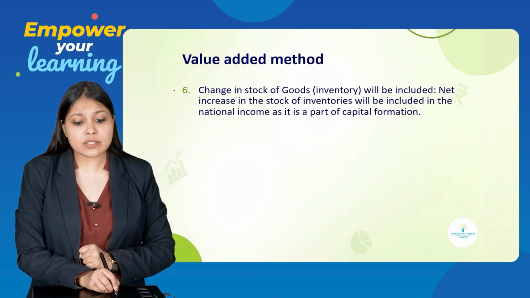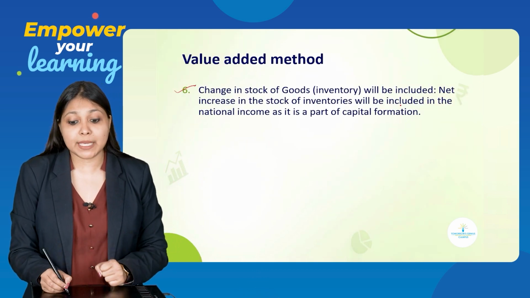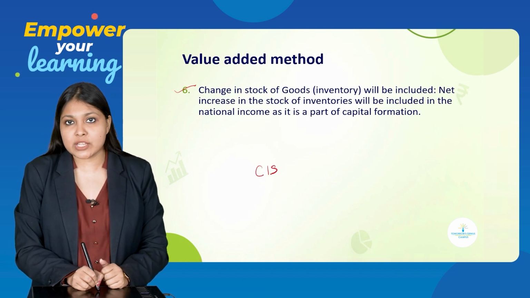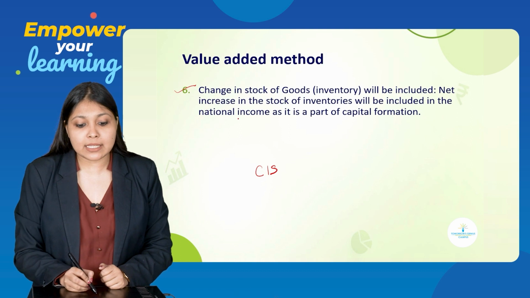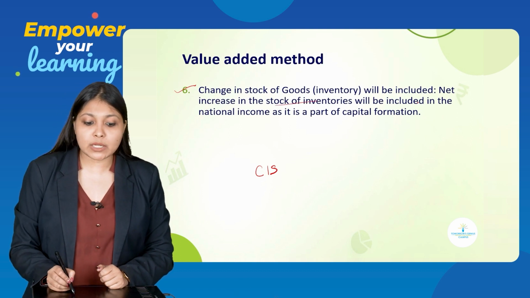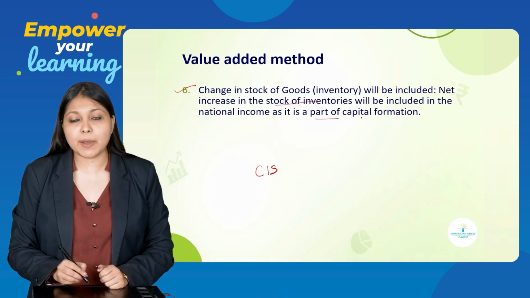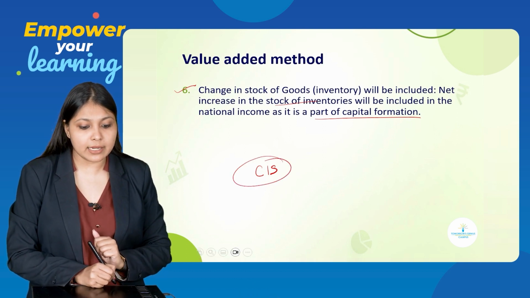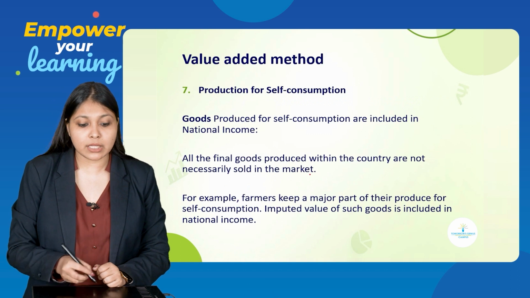Next, change in stock of goods inventory will be included. So yes, we are already including CIS, that is change in stock. So net increase in stock of inventories will be included in national income as it is the part of capital formation. So CIS will be there in the value added method.